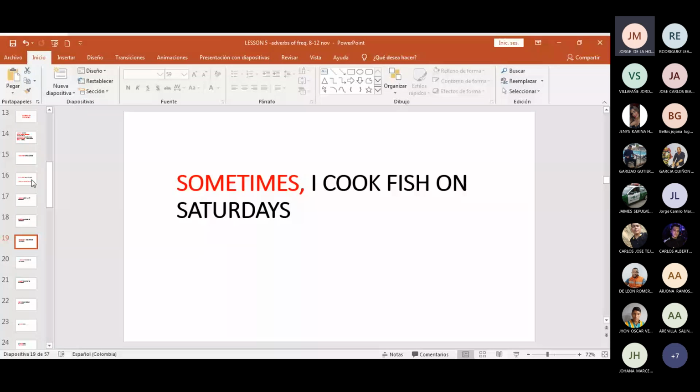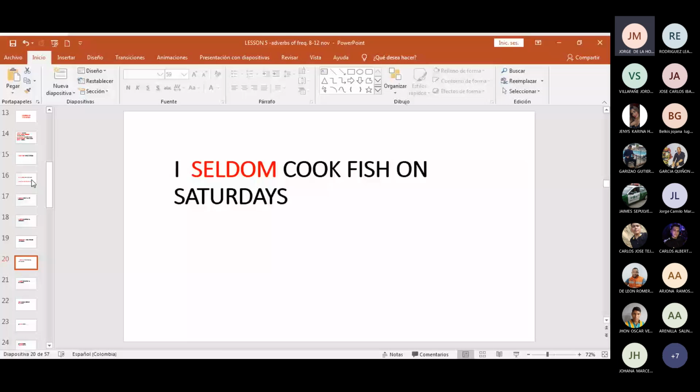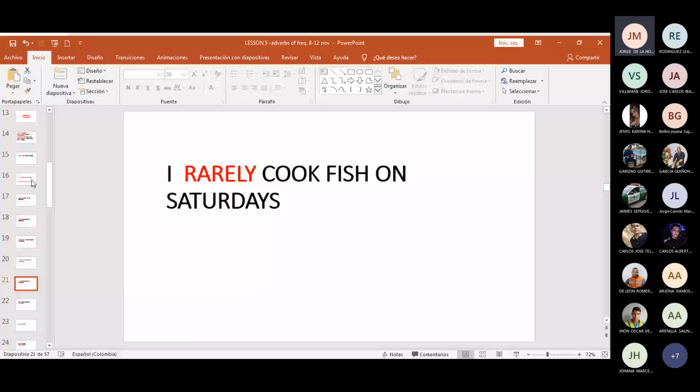Okay, teacher. And the other one, yes, okay, the other is seldom. When you say, I seldom cook fish on Saturday. Yo raras veces cocino pescado los días sábados, I seldom cook fish on Saturdays. So look at the position of the adverb of frequency. Look at the location of the adverb of frequency. I seldom cook fish on Saturday, or maybe I rarely cook fish on Saturday.